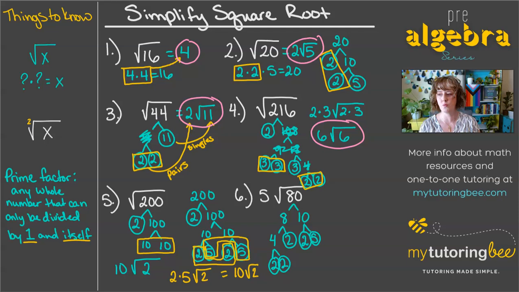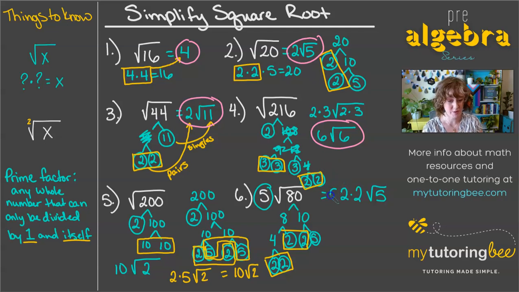All right, let's see what pairs I have. I have a pair of 2s down here. I have a pair of 2s here, and then a single 5. So if we were just simplifying just the square root of 80, that would give us the 2 from one pair, the 2 from the other pair, and then the square root of 5 inside the radical. However, we do need to include this 5 that is outside of the radical to begin with.